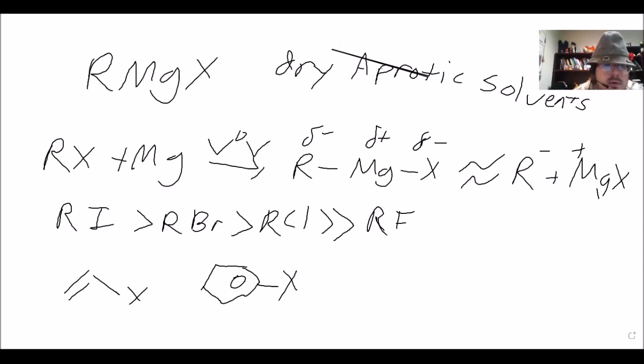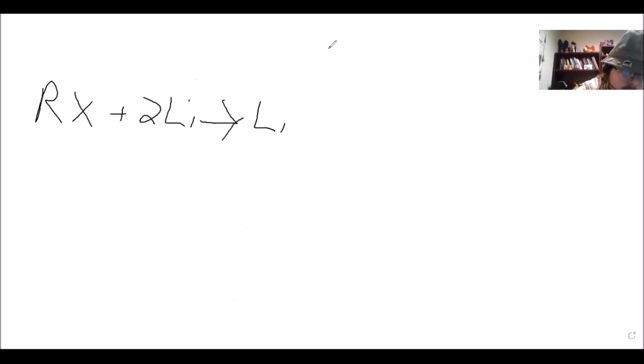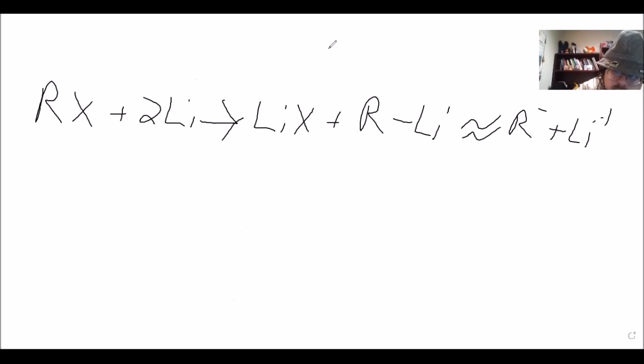You could also form a similar thing with organolithium, where ether isn't necessary, but it works a similar way. RX plus 2 equivalents of lithium will form 1 lithium halide and 1 RLi, some alkyl lithium, organolithium, which is essentially, once again, R minus and lithium plus. The lithium is stabilizing and these create very strong nucleophiles, very strong bases.